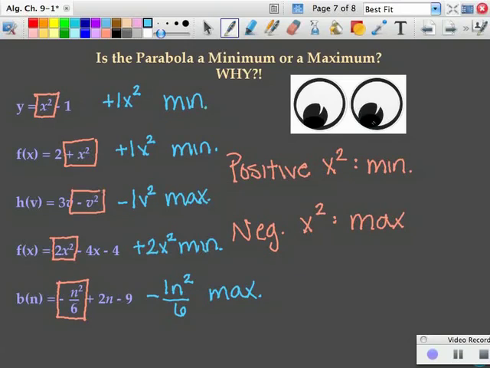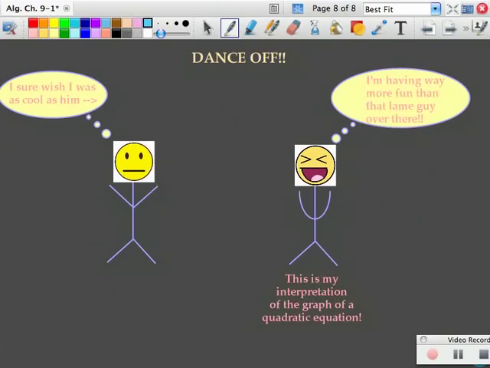So now it's time for these guys to have a dance-off, and let's see who wins, shall we? I think this guy right here is the winner. Winner, winner, chicken dinner. Have a good night.